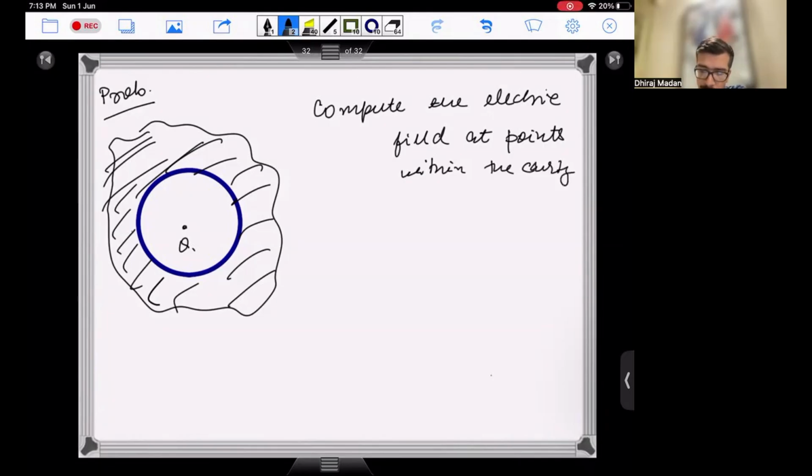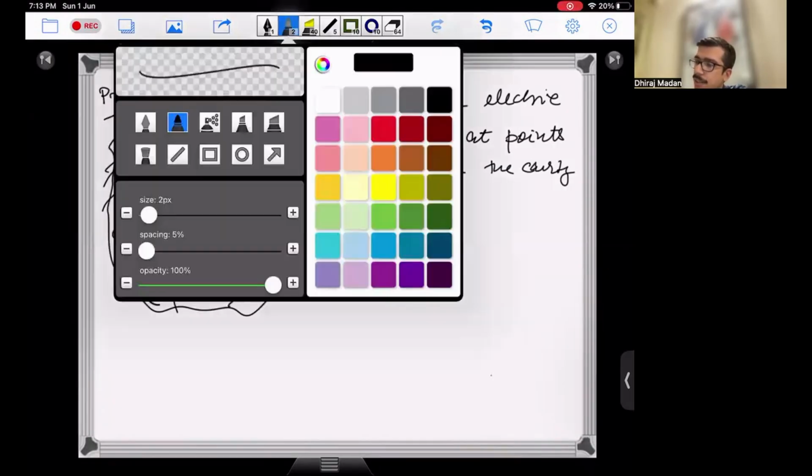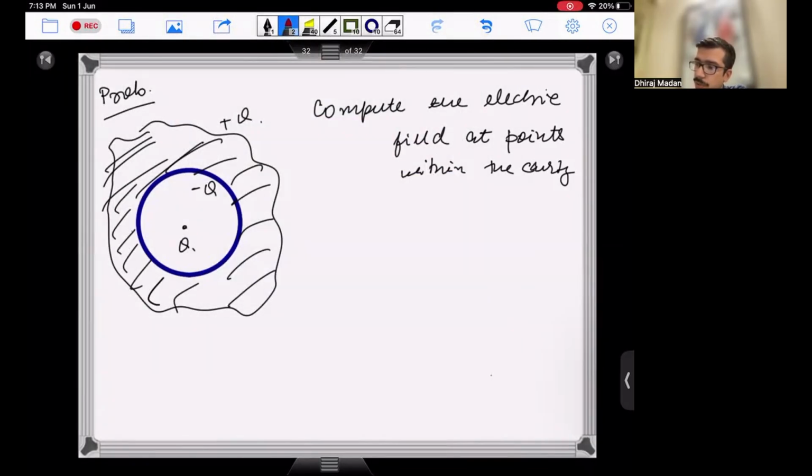Again, as before, you can compute that the charge induced on the inner surface is minus q, and on the outer surface is plus q. And now we again apply that same uniqueness theorem. Basically, if we look at this region inside, let's look at this particular region R1.